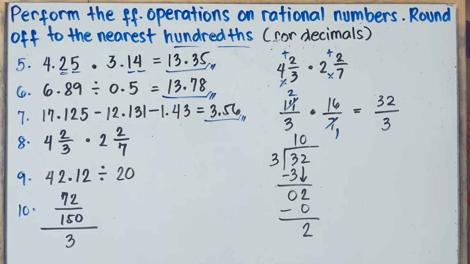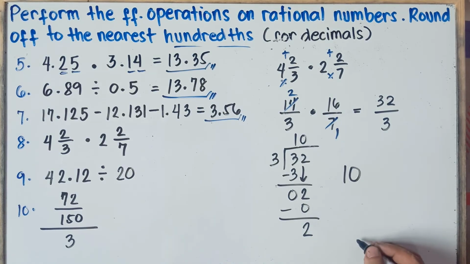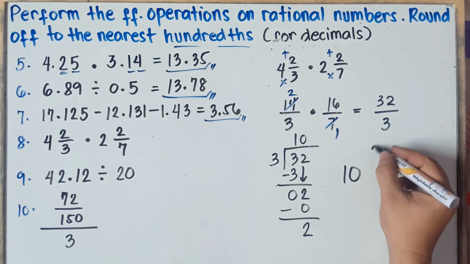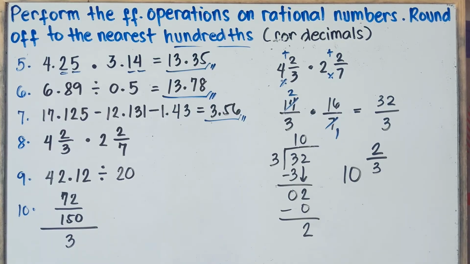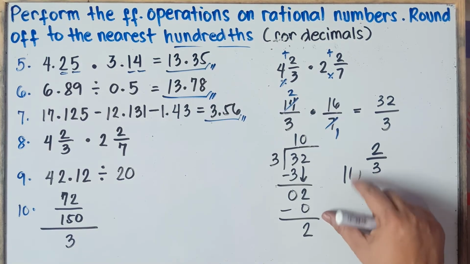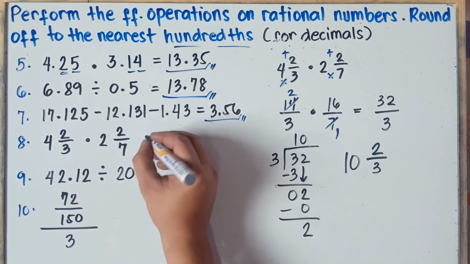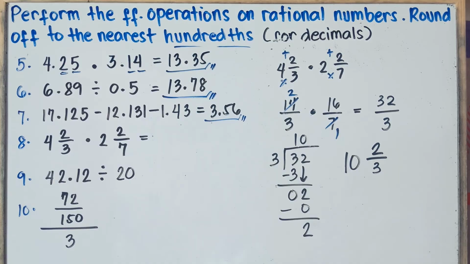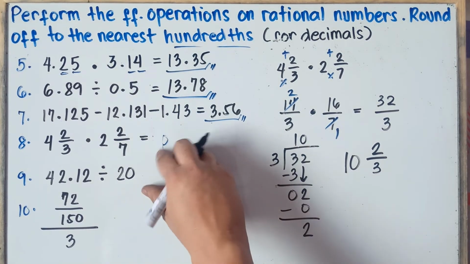So therefore, class, our final answer will be, this 10 will be the whole number for our mixed number. This 2 will be the numerator. And this 3 will be the denominator. So that would be 10 and 2 over 3. Once again, class, our answer is 10 and 2 over 3. Alright, so this will be our answer for number 8. 10 and 2 over 3.